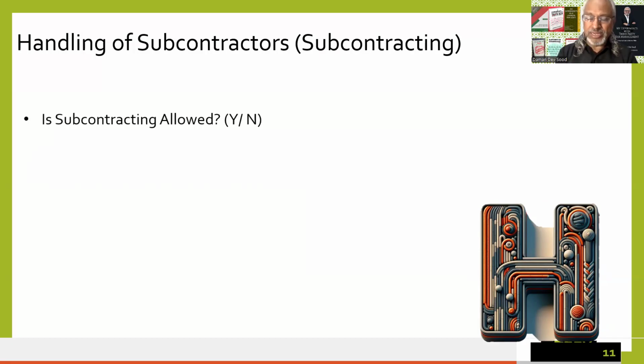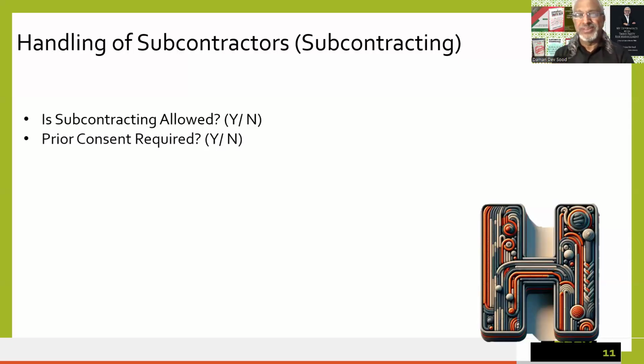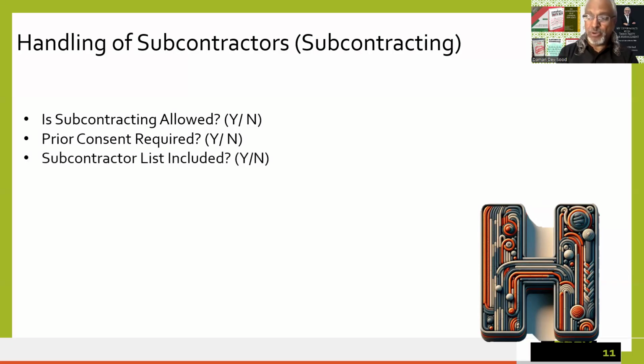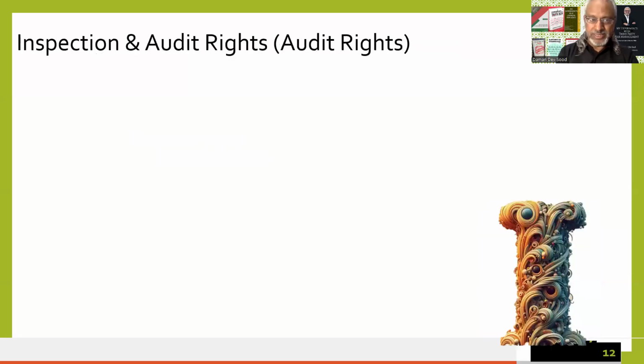H is for handling of subcontracts. Is subcontracting allowed? Can your third party have their own third parties? Prior consent required for this. Subcontractor list included, if known. Then their names, details also. I is for inspection and audit registration.